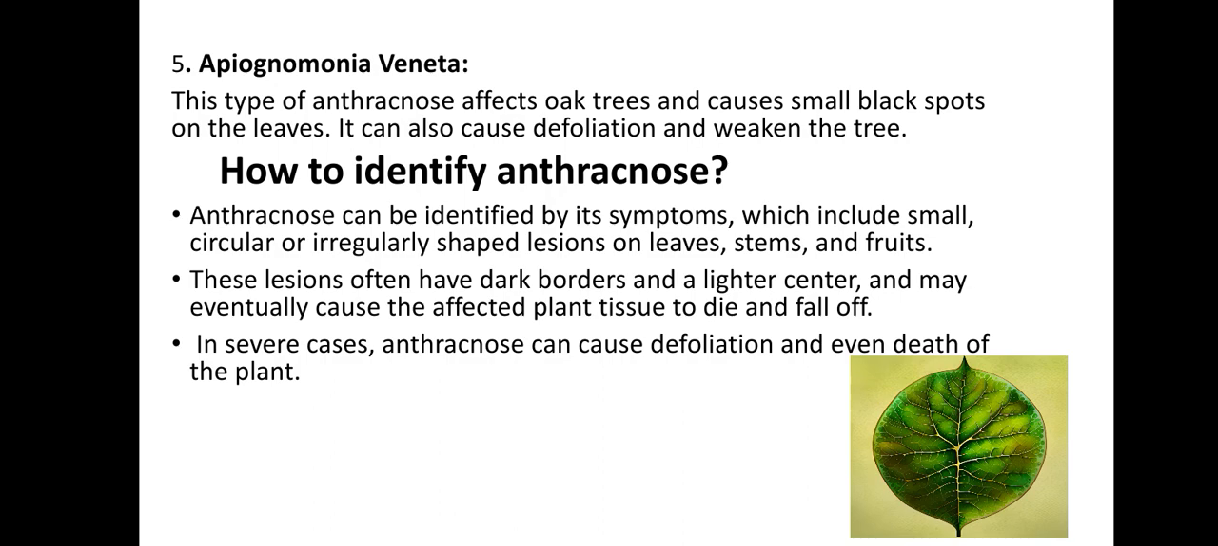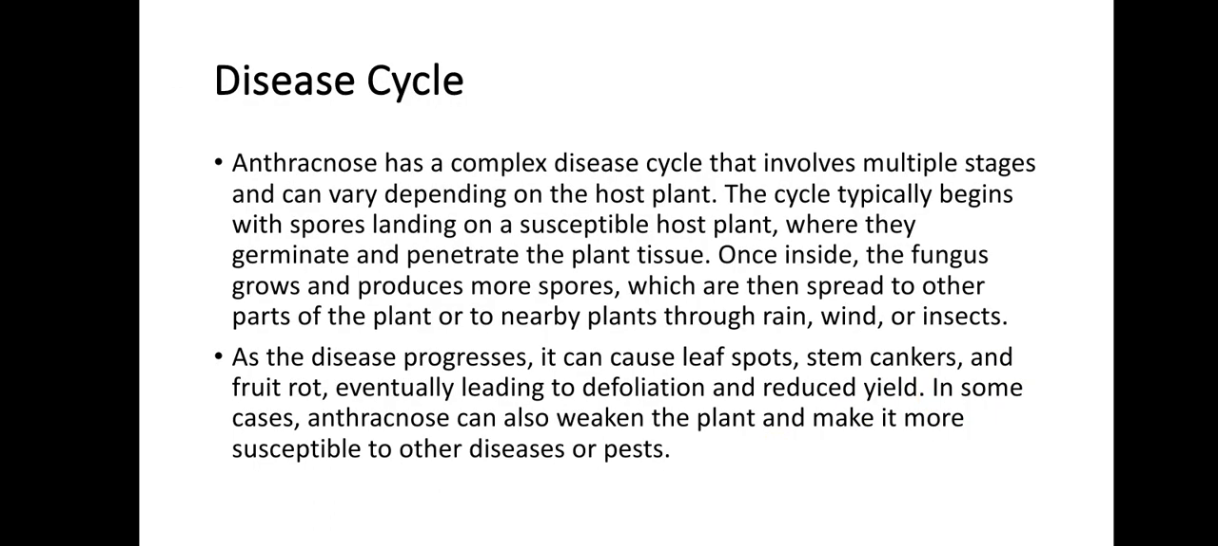Anthracnose can be identified by its symptoms, which include small circular and irregular shaped lesions on leaves, stems, and fruits. These lesions often have dark borders and a lighter center and may eventually cause the affected plant tissues to die and fall off. In severe cases, anthracnose can cause defoliation and even death of the plants.